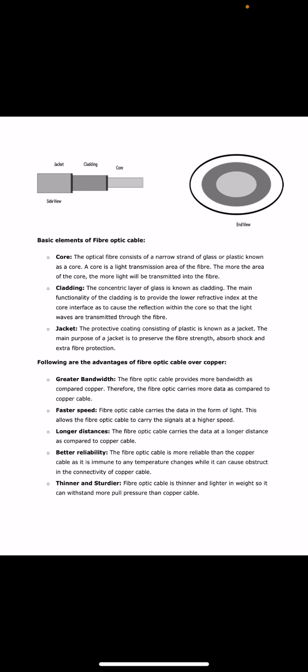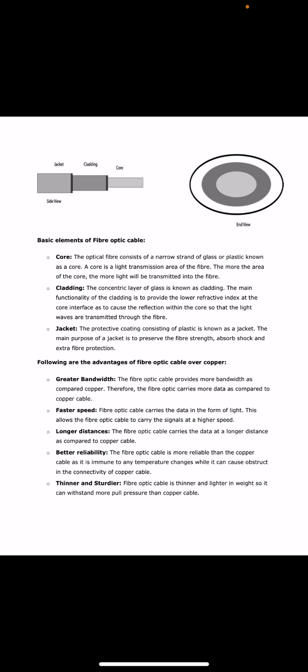Next, cladding. A concentric layer of glass is known as cladding. The main functionality of the cladding is to provide a lower refractive index at the core interface so as to cause reflection within the core so that the light waves are transmitted through the fiber. Last one is jacket. The protective coating made of plastic is known as the jacket. The main purpose of a jacket is to preserve the fiber strength, absorb shock, and provide extra fiber protection.